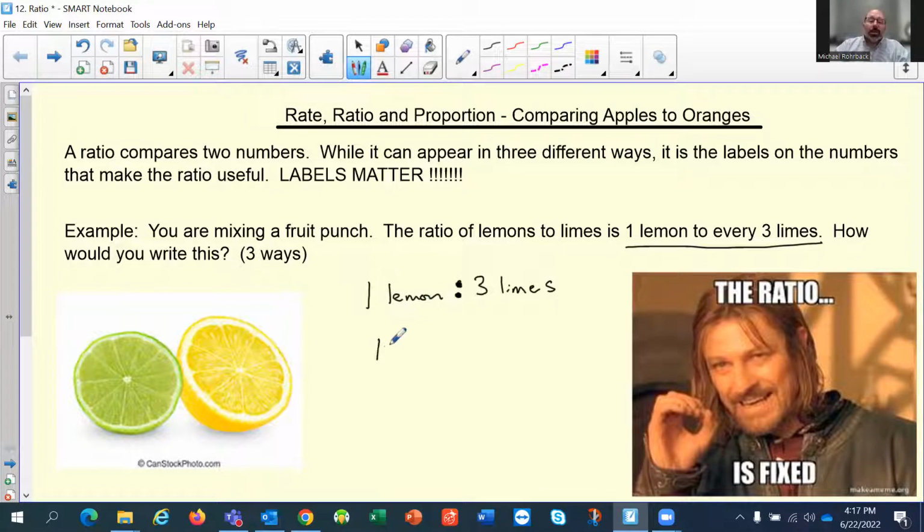The last way would be to write the 1 lemon and use it like a fraction. Put a fraction bar over 3 limes. A lot of times this is the way we're going to do it because this makes it easy to set up to another ratio with different numbers, but the same relationship. Okay, so that's how you can write a ratio.